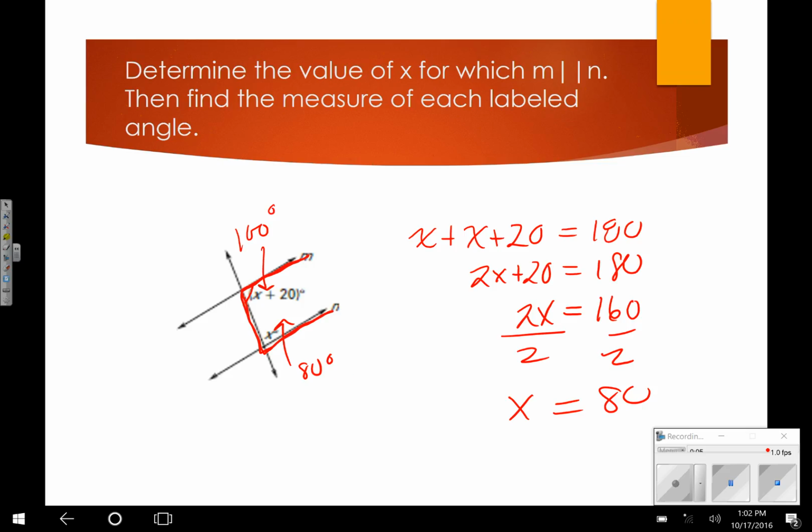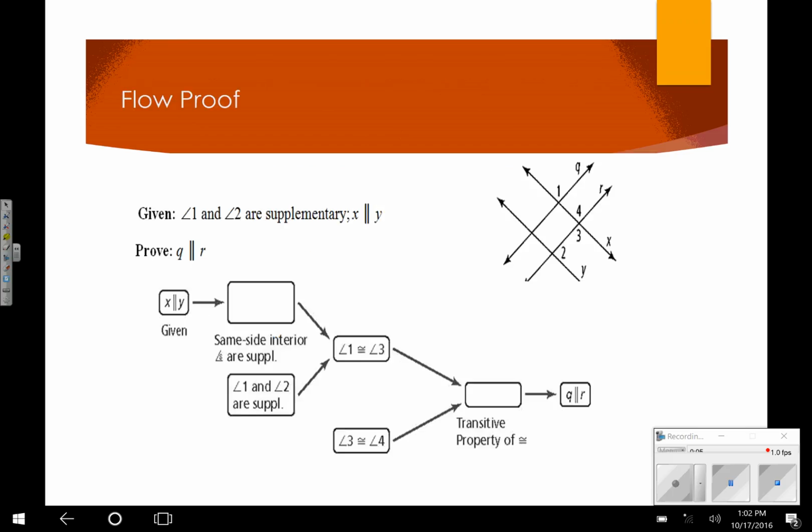All right. Now, one of my least favorite proofs is the flow proof. Okay, but we got to do it. So this is how it works. We use a flow chart to look at the proofs and look at the steps.